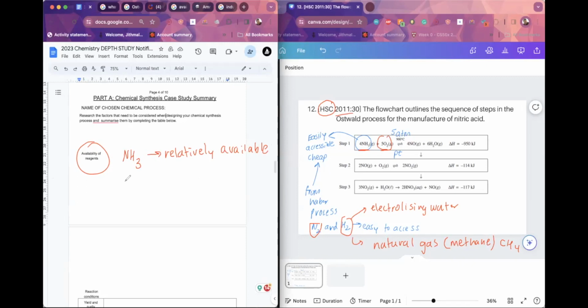And oxygen gas, that's also relatively available. I'd say this is easily and cheaply available, especially because oxygen is from the atmosphere. Let's take a deep dive and look at the actual reaction conditions that have been prioritized in this system.